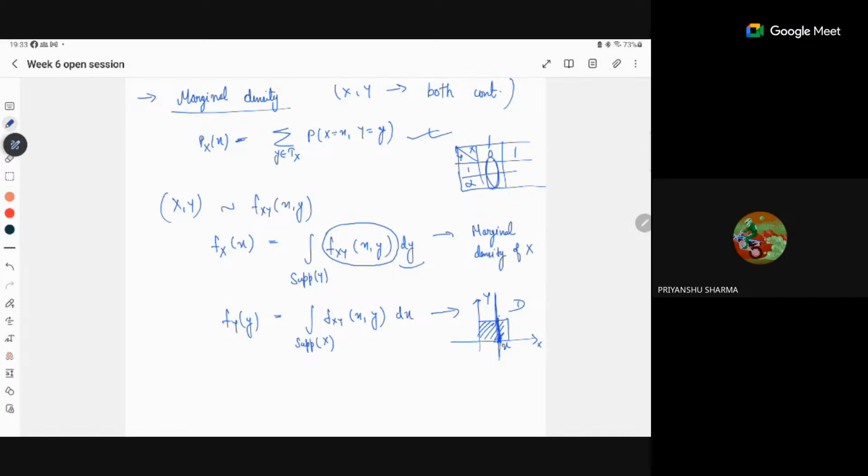Ma'am, for X the limit would be for Y, right? For x, the limit would be for y. Yes, you'll have to fix your x and vary over y. For f_Y, we have to fix my y and vary over x; the limit would be for X. Okay, ma'am. Thank you. So they are called the marginal densities of x and y.